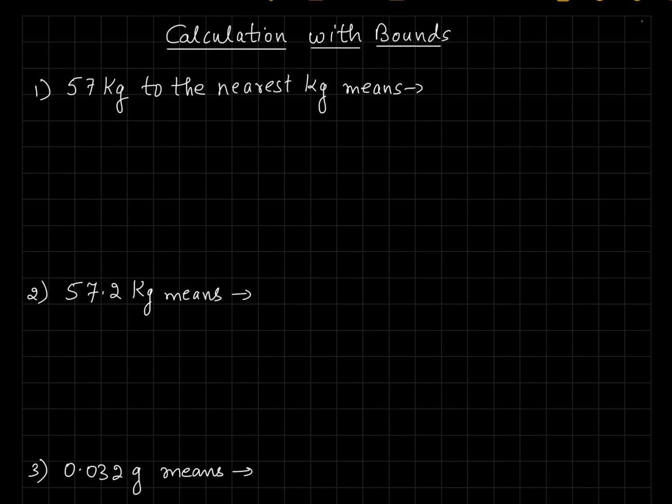Hello, let's learn how to calculate with the bounds, like lower bound or upper bound. This comes up when our measurements are not exact or accurate, like we can say that it can range from this to this. So here I have written 57 kg. If I say this is 57 kg, I'm weighing something and the weight of that object is 57 kg, correct to the nearest kg.